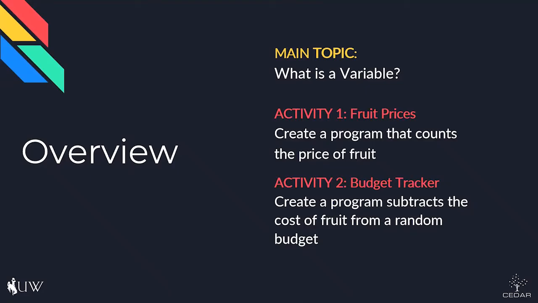Today we're going to talk about what is a variable, and then we have two activities. We're going to do one called fruit prices, which is going to be a program that counts the price of fruit. And then we're going to create a budget tracker, which is a program that subtracts the cost of fruit from a random budget.